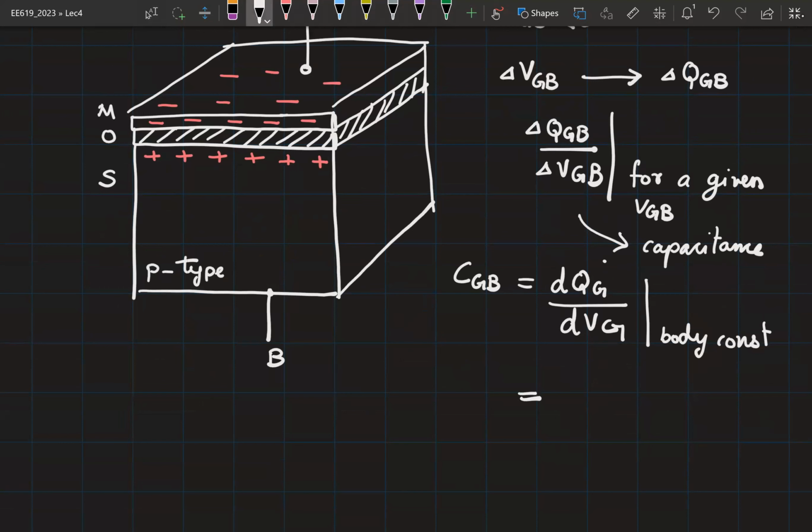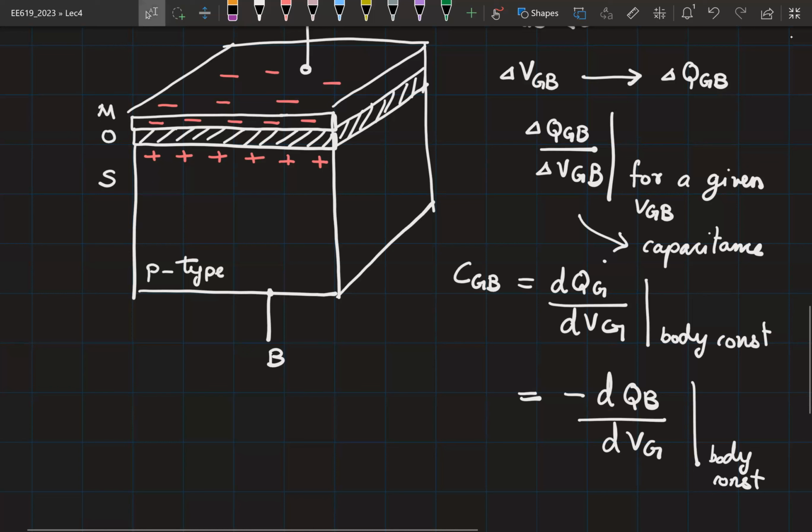Instead of representing it in terms of dQg by dVg, I can also represent this as minus dQb divided by dVg, again assuming the body to be constant. Here again, I'm making a small change in Vg. Instead of observing the change in charge at the same terminal, I'm looking at the opposite plate. Because of that, you have a negative sign. Is this okay? So now it's possible to derive CGB rigorously using these expressions.